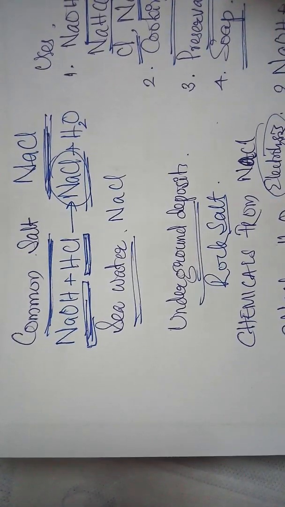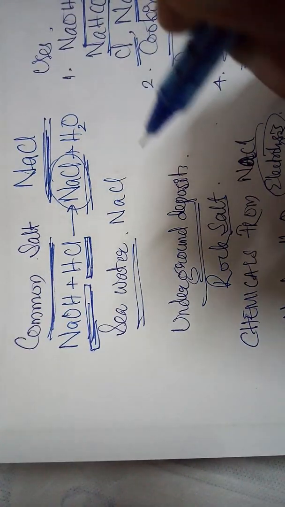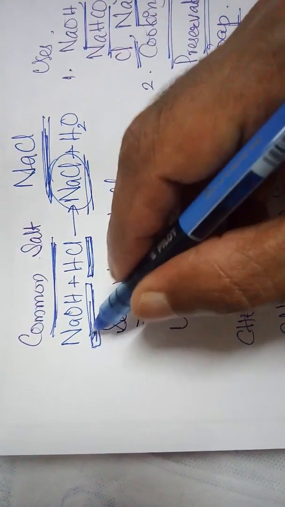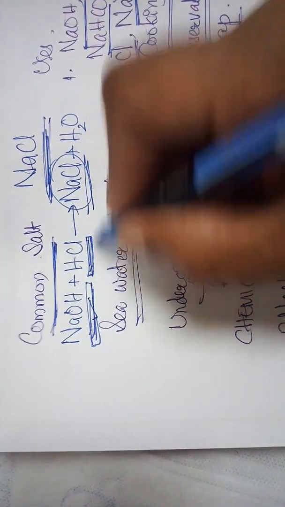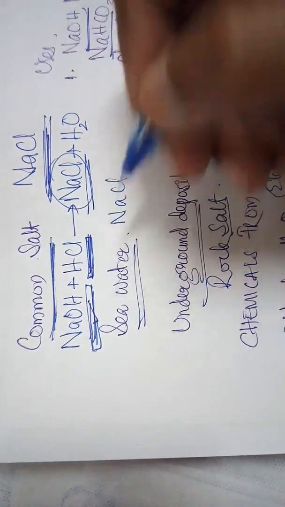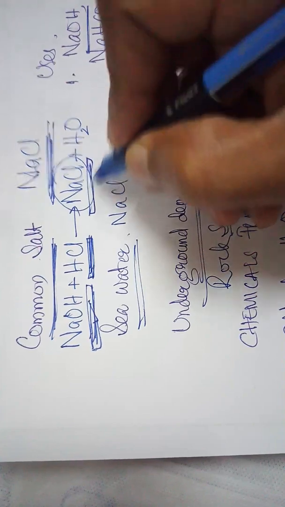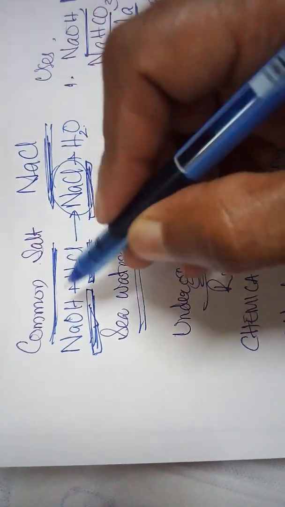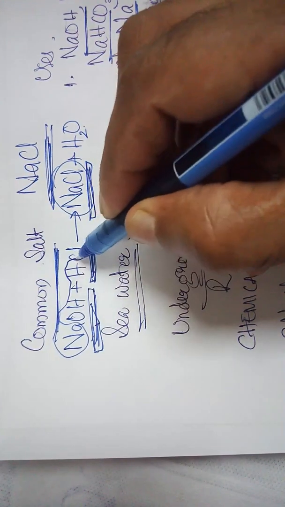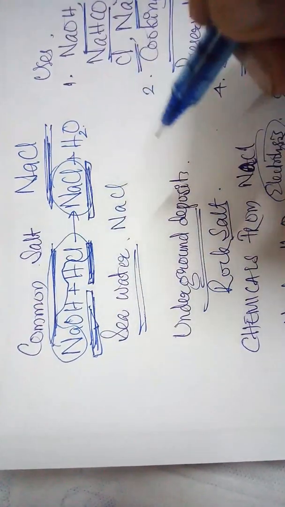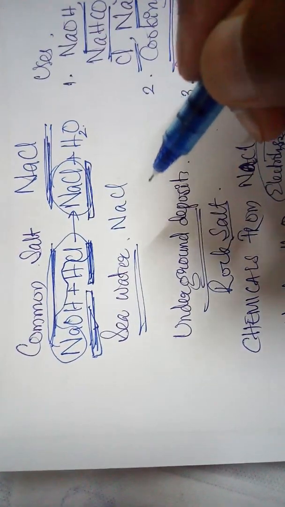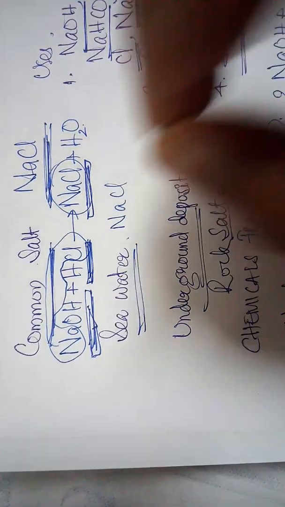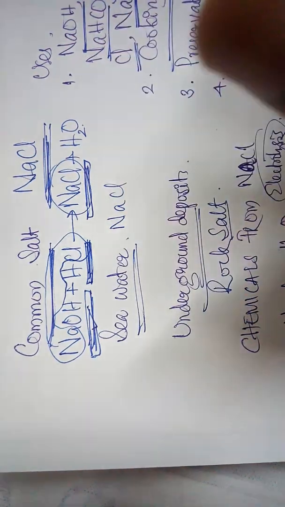Common salt is made in the laboratory by a neutralization reaction of sodium hydroxide and HCl, that is hydrochloric acid. What will be formed? Sodium chloride and H2O, that is water. Sodium chloride solution is evaporated to obtain sodium chloride salt.